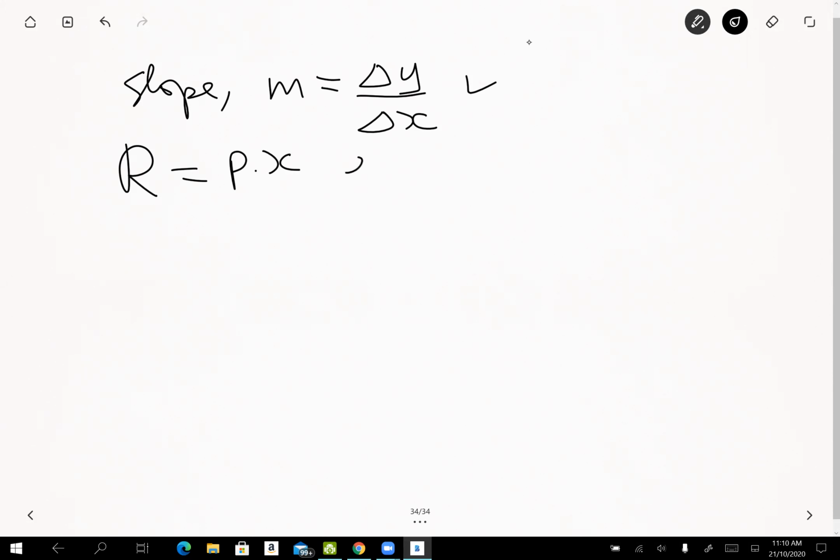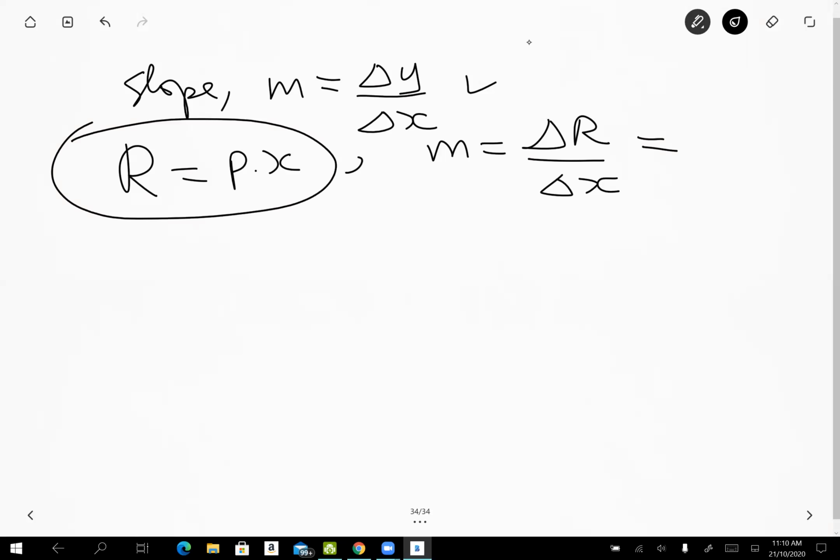So for the revenue, the slope is equal to delta R over delta X. Now what is the slope equal to? Look at this one. The slope is P. So the slope of the revenue function is the price.